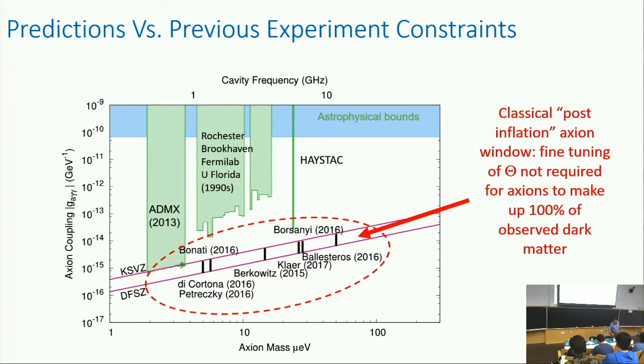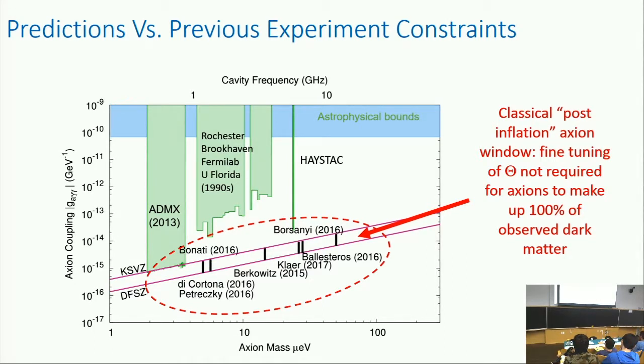But people have done complicated simulations of the formation of the domain walls and the strings, which eventually evaporate into axions. And including those contributions, you get a different answer for the abundance of axion dark matter.